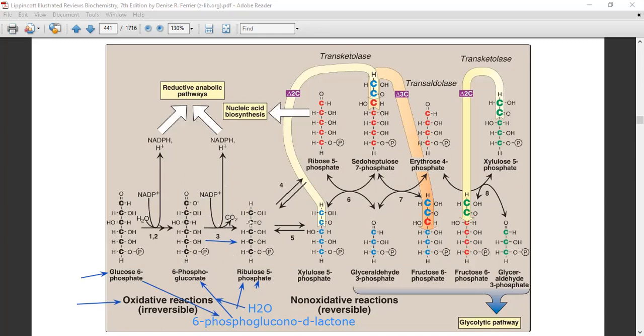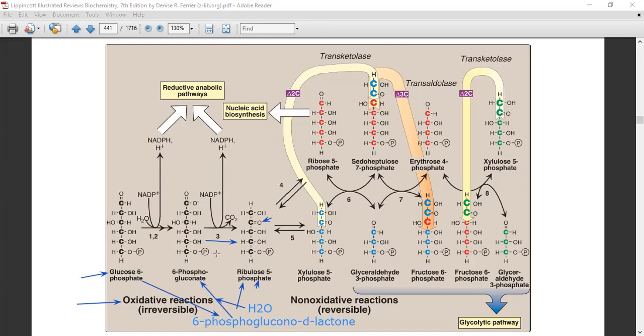After removal of one carbon, this was a 6-carbon sugar, this is a 5-carbon sugar. As you can see, 1, 2, 3, 4, 5. So ribose 5-phosphate, and it is a ketopentose because you can see the oxygen there is attached to carbon number 2 instead of the terminal carbon. Okay, so ribose 5-phosphate. Those 3 reactions are irreversible and they constitute the oxidative phase.